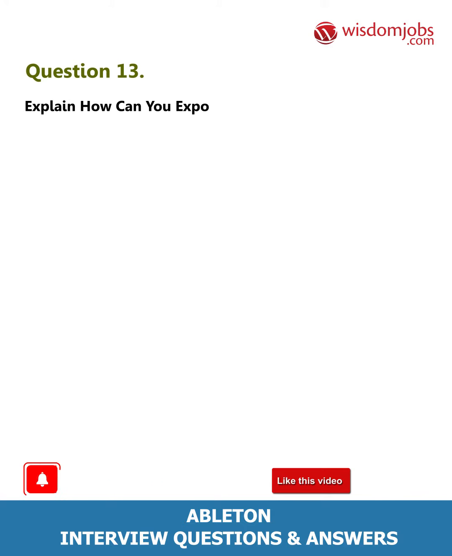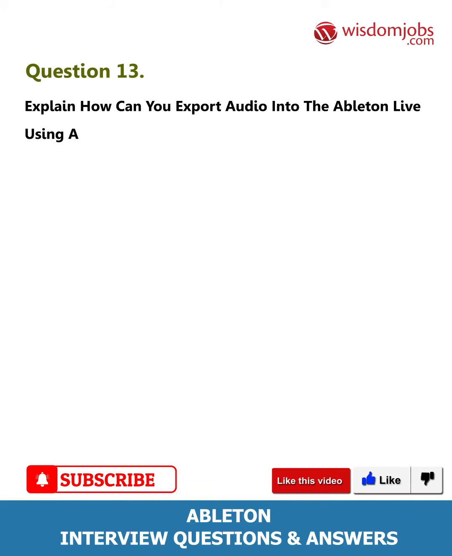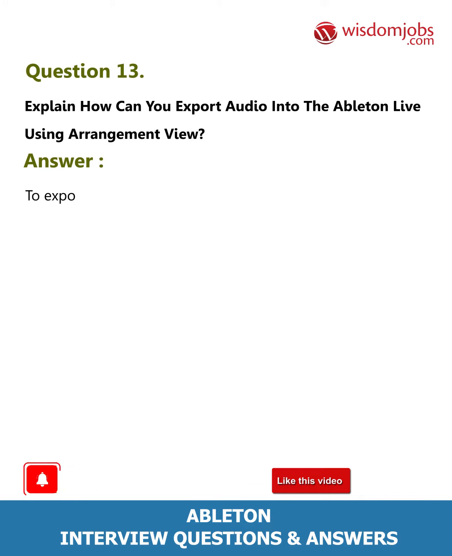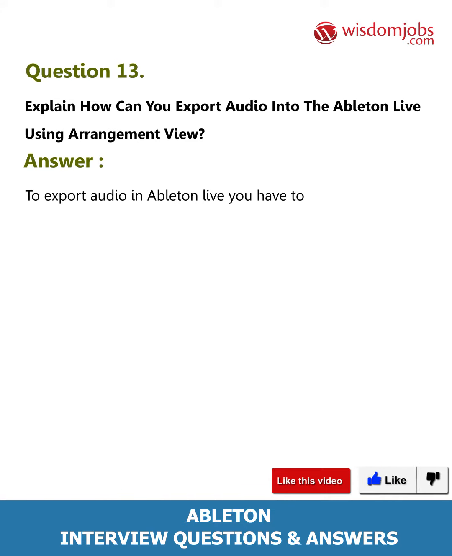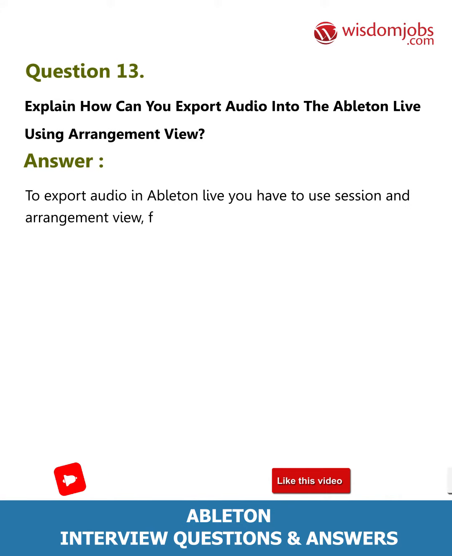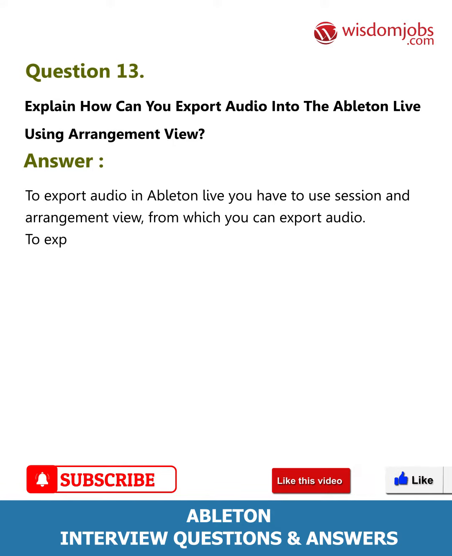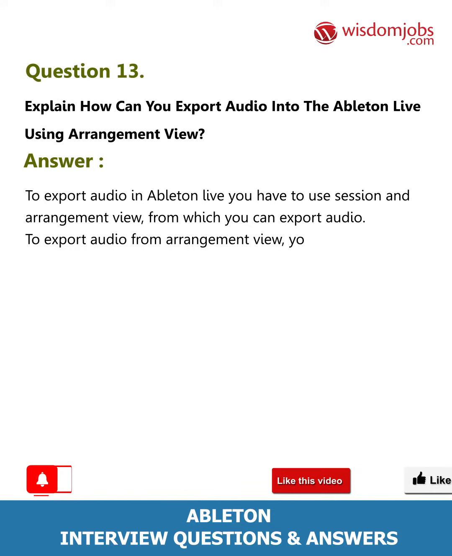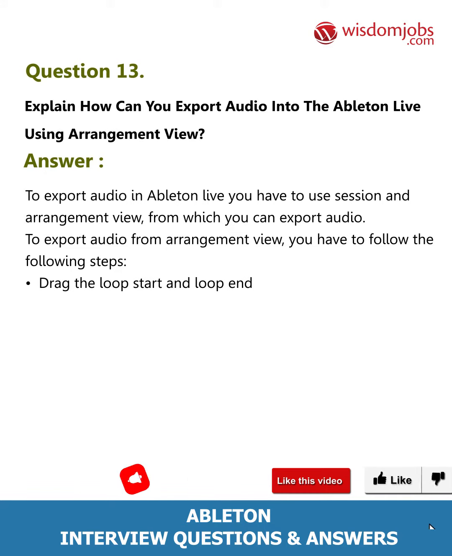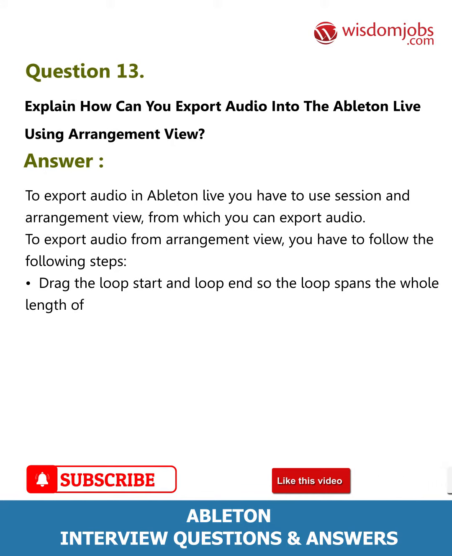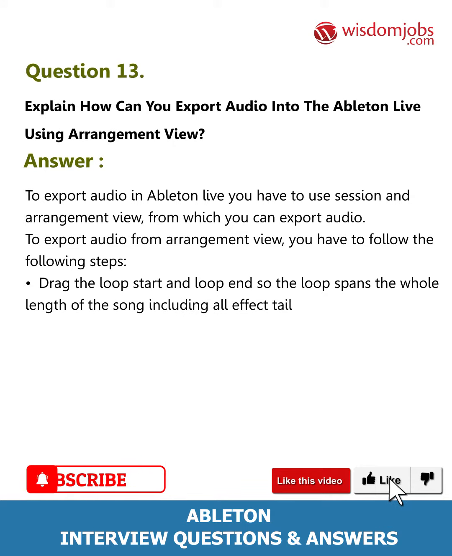Question 13. Explain how can you export audio into the Ableton Live using Arrangement View? Answer. To export audio in Ableton Live you have to use Session and Arrangement View, from which you can export audio. To export audio from Arrangement View, you have to follow the following steps. Drag the loop start and loop end so the loop spans the whole length of the song including all effect tails to be exported. Make sure the loop is selected.